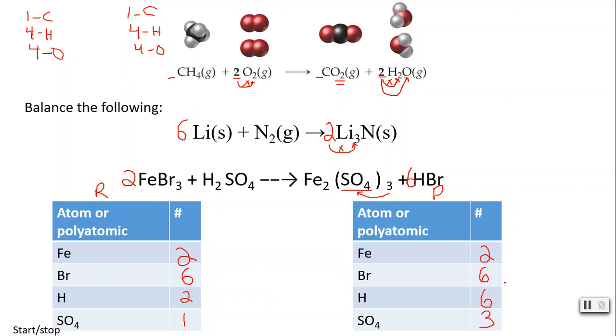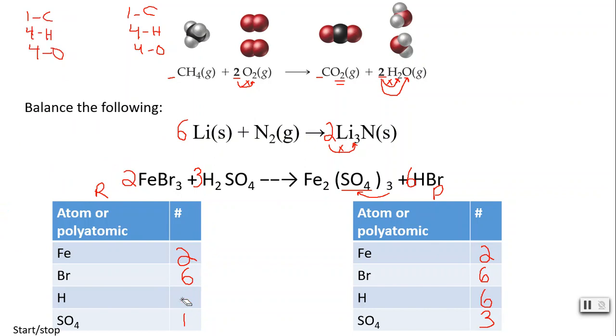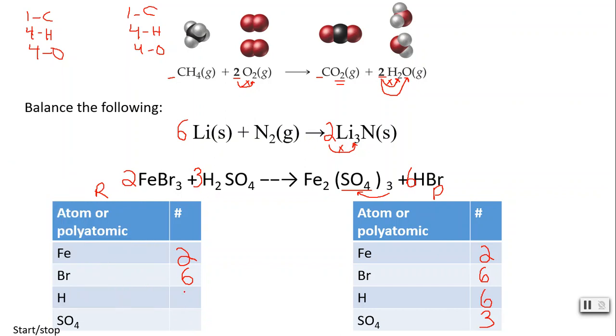Hydrogen, I've got 2 over here and 6 over here. The only way I can get 6 over here is if I put a 3 in front of the H2SO4. So that will change my hydrogens and the number of SO4 chunks that I have. So I now have 3 times 2, or 6 hydrogens. And I now have 3 SO4 chunks. And hey, that works out great, because how many SO4 chunks do I have on my product side?